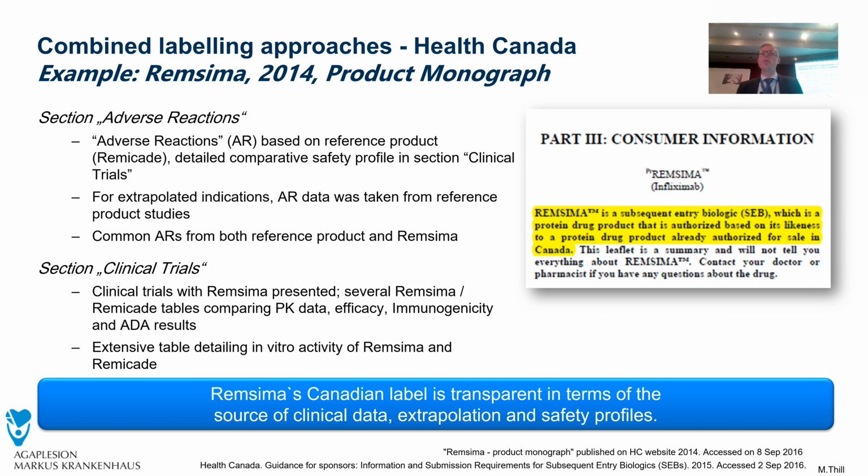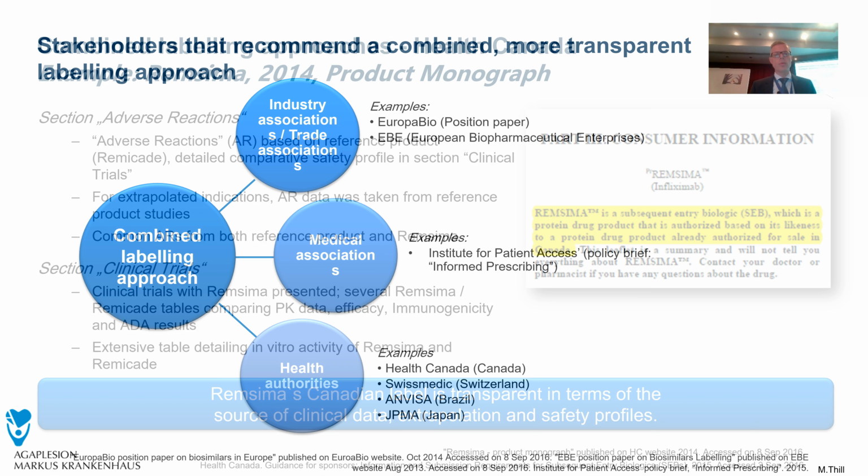More transparent would be a combined labeling approach, like in Canada, where we distinguish between data from the biosimilar and from the reference product regarding adverse reactions, regarding the data from clinical trials. So therefore, there's a bit more transparency, and for me as a physician who is interested in clinical data and of course in safety issues, it would be a better label than the generic approach that is done in the EU.